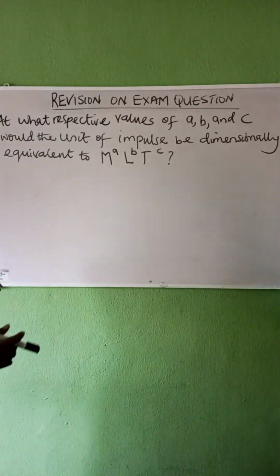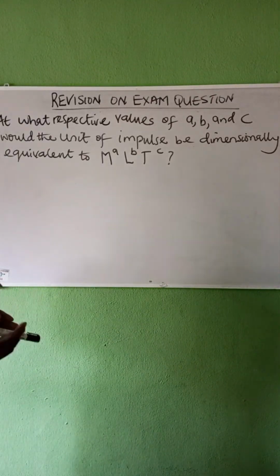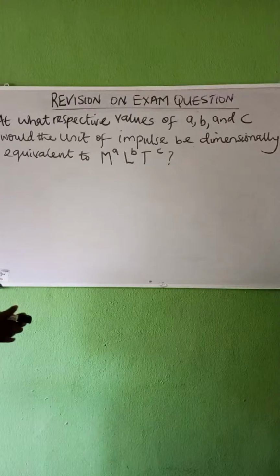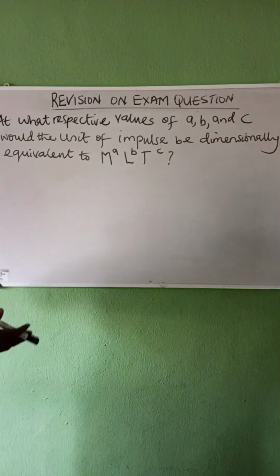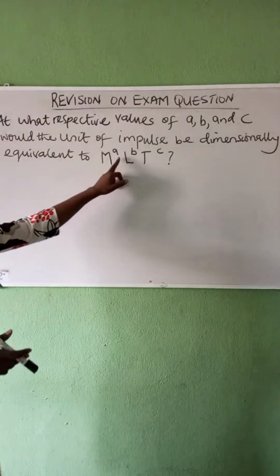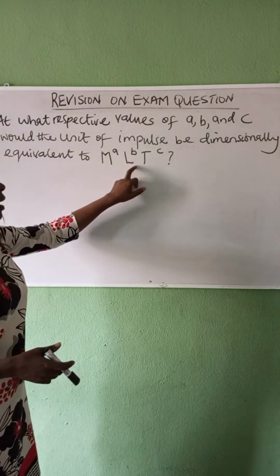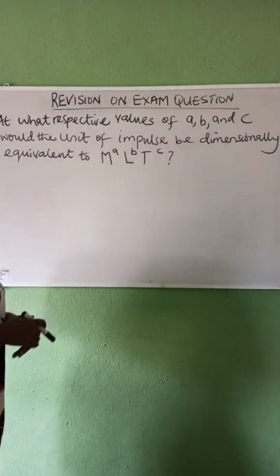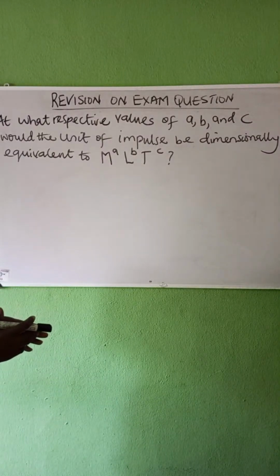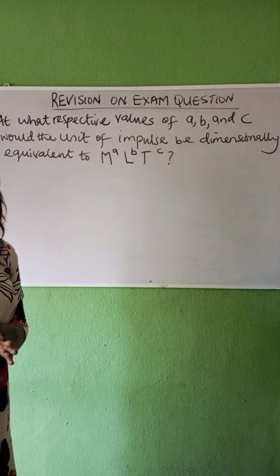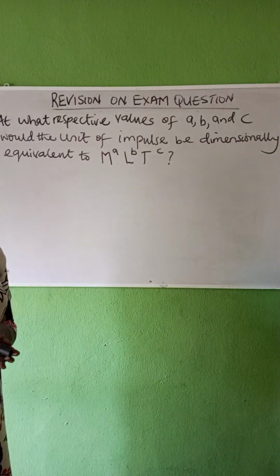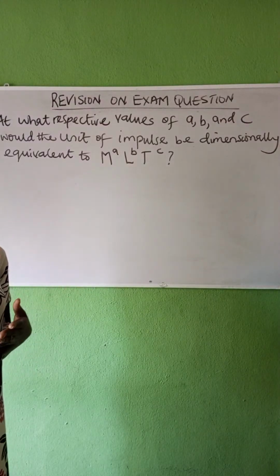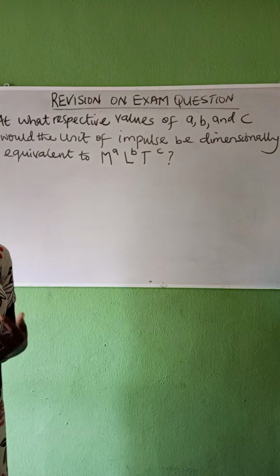All right. So let's look at this question. At what respective values of A, B, and C would the units of impulse be dimensionally equivalent to M power minus A, L power minus B, and T power minus C? Is that okay? For us to solve this, you must go back and derive the dimension of what? Impulse, right? If you're able to do that, we equate it with this and find the powers, which are A, B, and C. They are just constants, so we're supposed to solve for them.